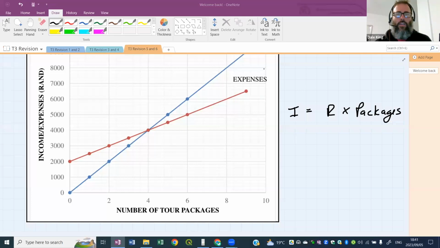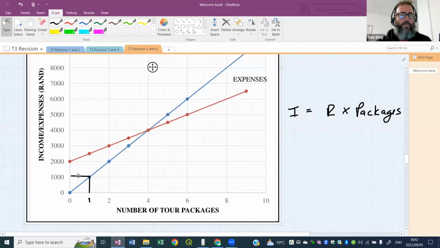Hello, sir. Hey, how are you? I'm good, sir. Good. Tell me, how do we get 1,000? Where off this graph do we find that? We found it from the one. The one. Very good. So he's saying, find where the number of tour packages is 1, which is between 0 and 2 there. And then he's saying use the 1, and you got to use the income line, go up onto the income line, and if you go across, you're gonna hit 1,000. That's it, Luzuko. Well done. Thank you very much. Good job.